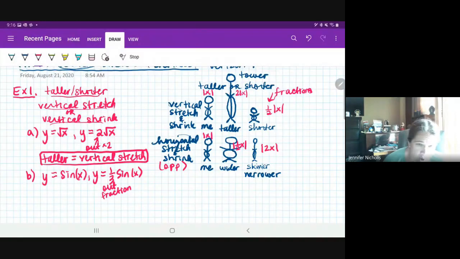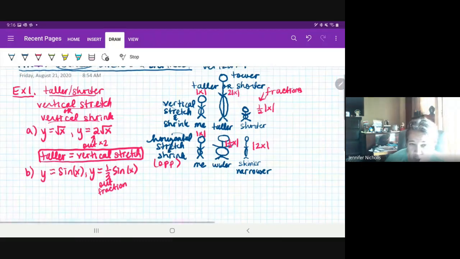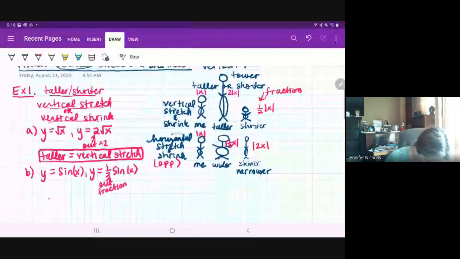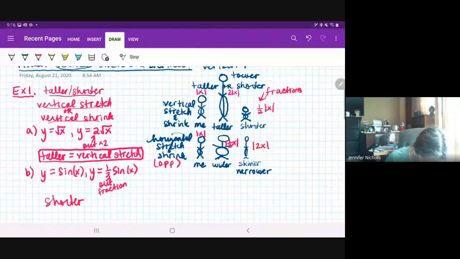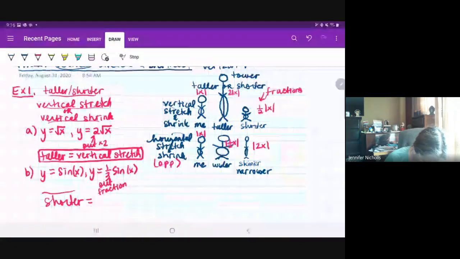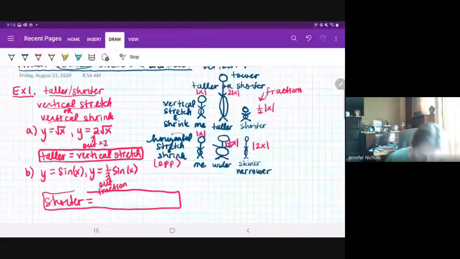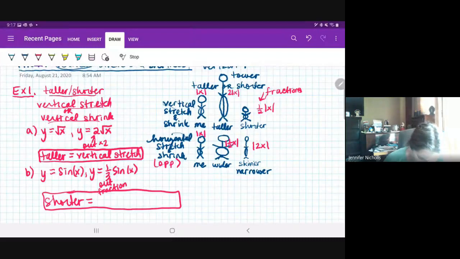So outside is always up and down. Okay, so outside's always up and down. So it's taller or shorter? Outsides are always taller or shorter. So is this one a taller or a shorter? So this one's a shorter, so you're going to write shorter. And then what's a shorter's official name? What's its official math name? Vertical shrink, exactly. Vertical shrink.